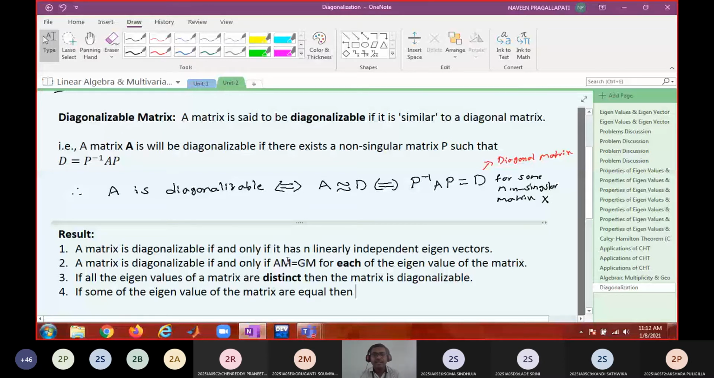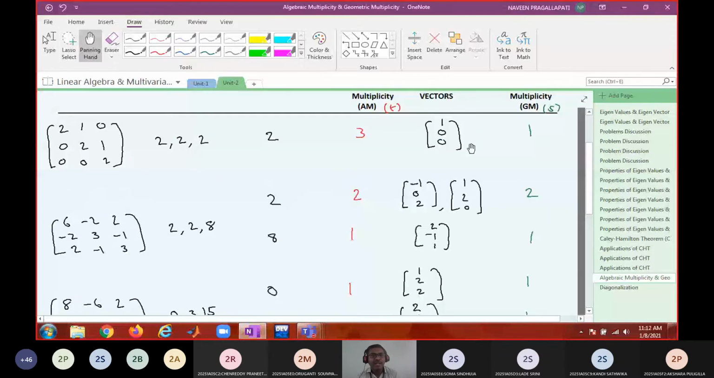We cannot say, right? In one case, some of the eigenvalues are equal. You are having 3 independent eigenvectors, which is equal to the order, so it is diagonalizable. Whereas in this case, some of the eigenvalues are equal, but the number of independent vectors is not equal to n. So, what can you say about diagonalization? Is it diagonalizable? You should have 3 independent eigenvectors for a matrix to be diagonalizable. In this case, you are having only 1 independent eigenvector. Is this diagonalizable?